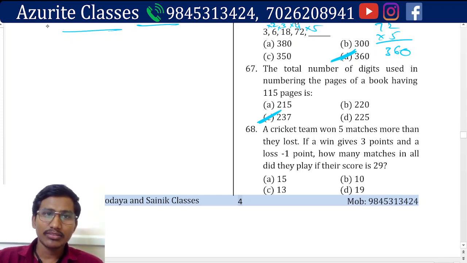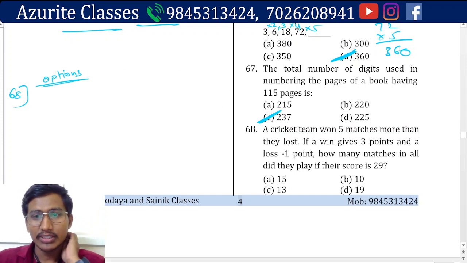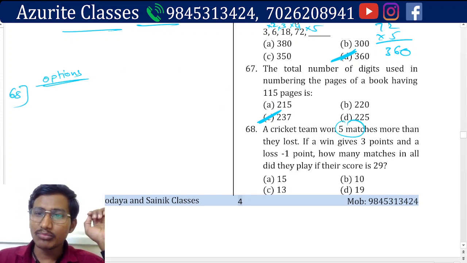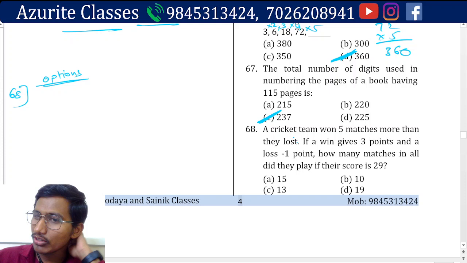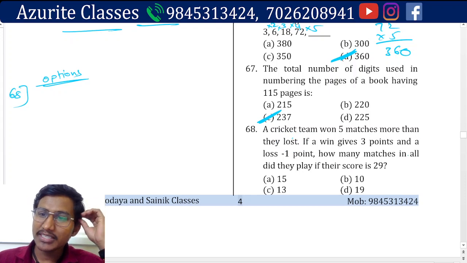We'll go with options first, and then I will tell you the method also. So 5 matches more than they lost. So how many matches in all did they play? That is the question. So these are the total matches they have given in the options.